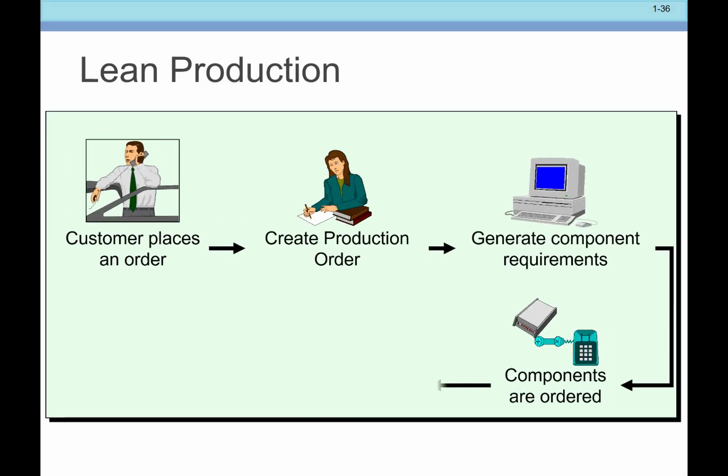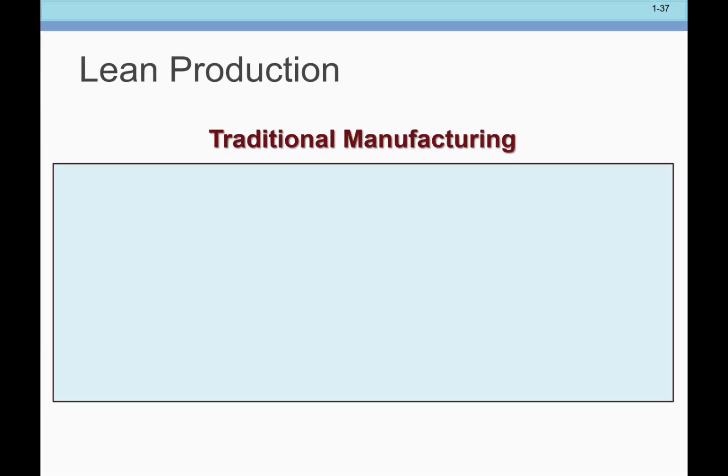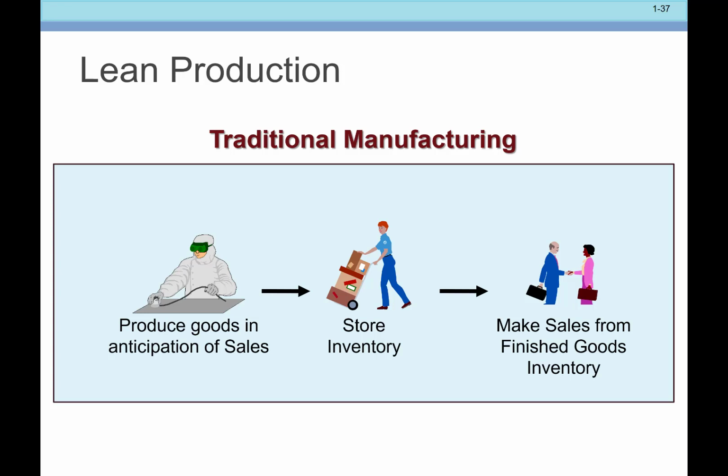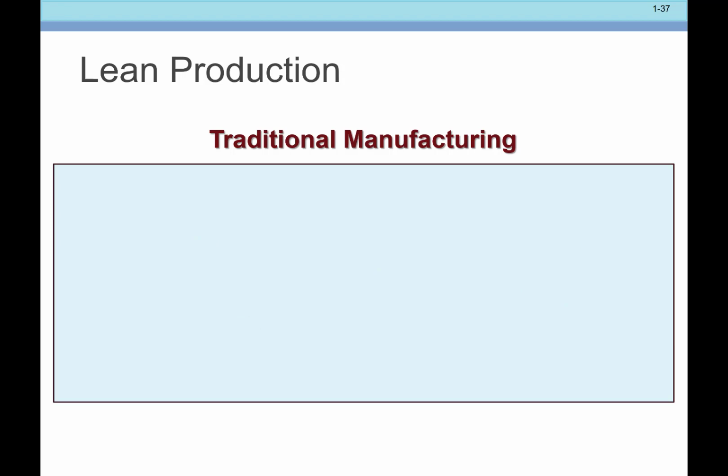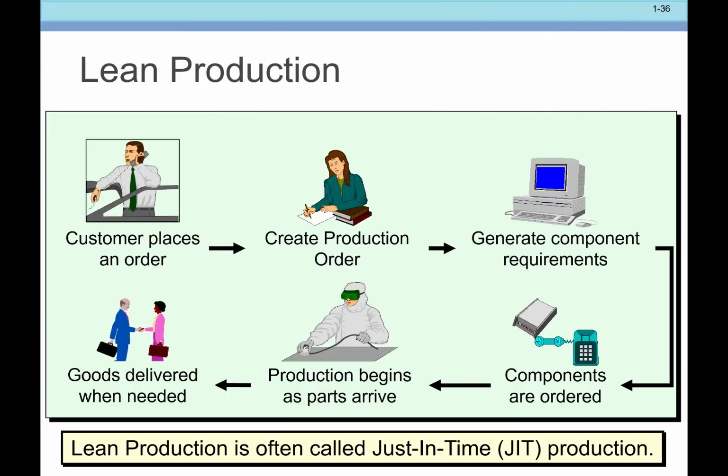Okay, lean production. Let's look at the old way first, so we can appreciate the lean production more. In the olden days, we would produce goods, store them in inventory, and wait for a customer to come and buy something, right? Nowadays they go more with a lean process. The customer places an order, then we generate the production order, the components are ordered, production begins, and goods are delivered when needed. So these days we do things more like this.